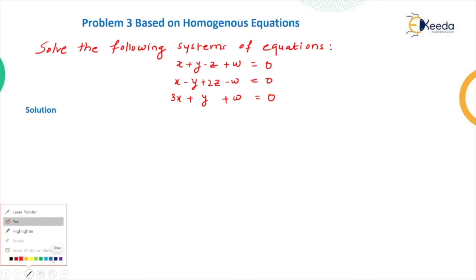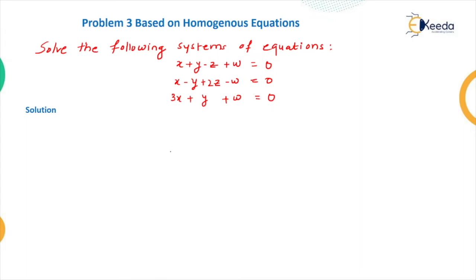We are given x plus y minus z plus w equals 0. Second equation, x minus y plus 2z minus w equals 0. Third equation, 3x plus y. Now the coefficient of z is absent, so there will be nothing in place of z. We can take 0 there for simplification, plus w equals 0.